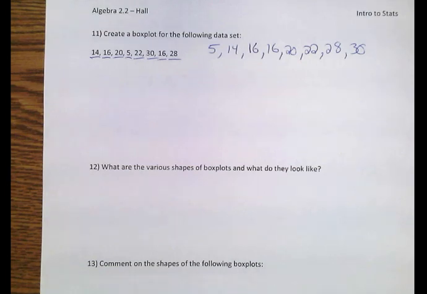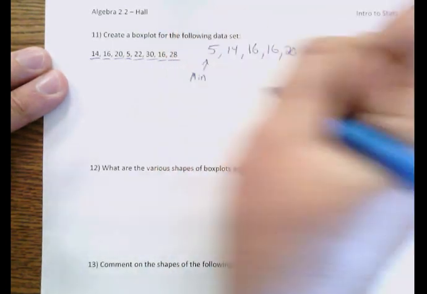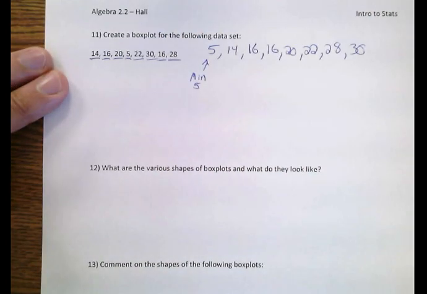I typically start with a 5-number summary doing either my min and max and then my median, and I worry about Q1 and Q3 last. So the very smallest value, that is my minimum, so we have a minimum of 5.